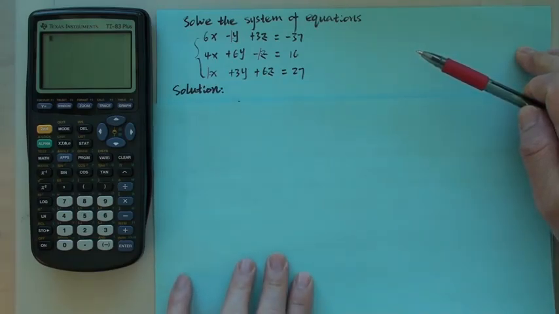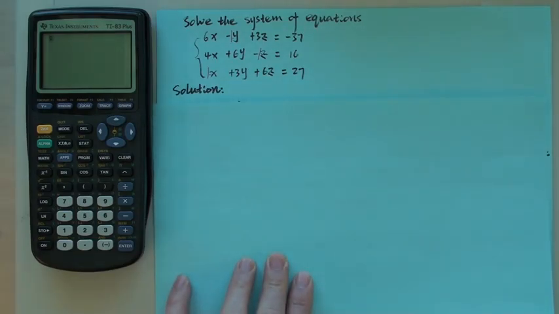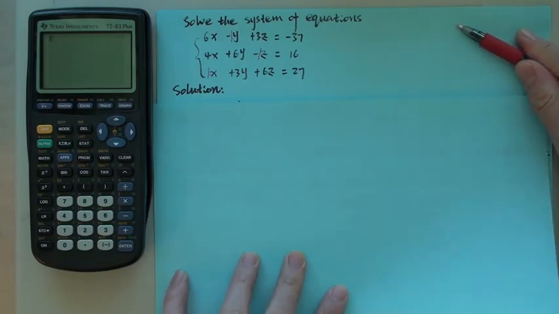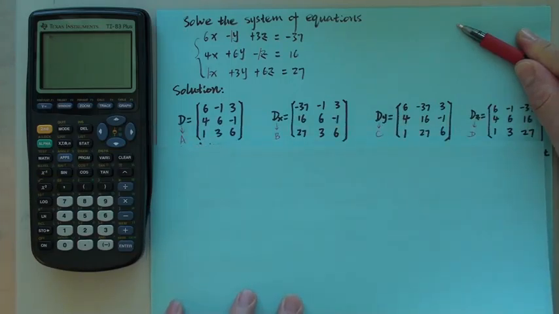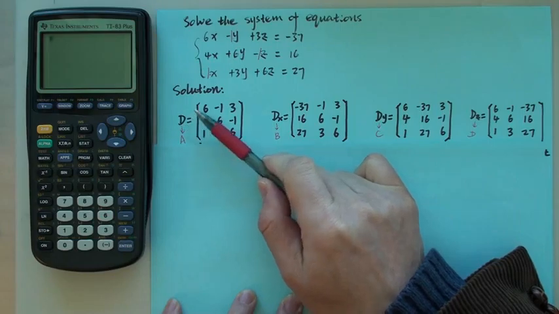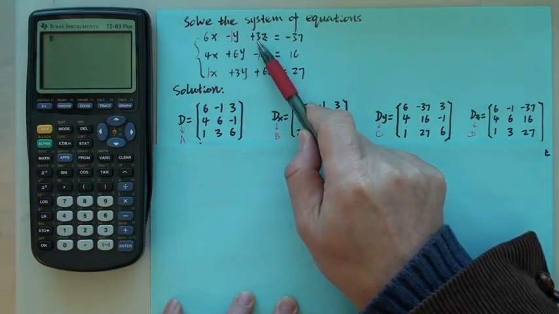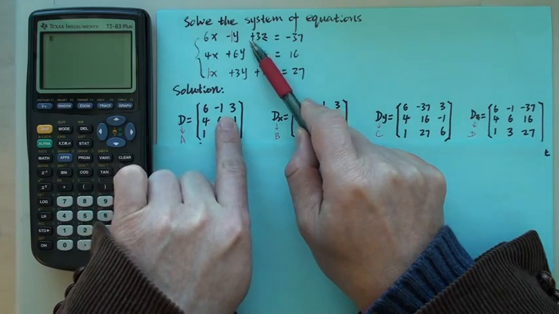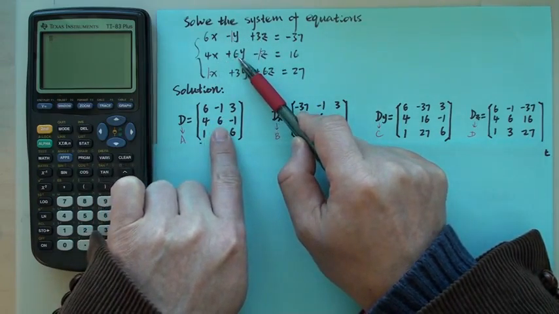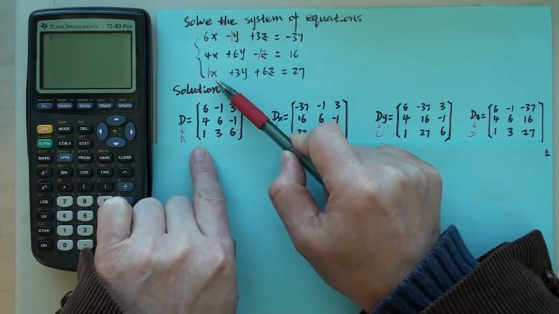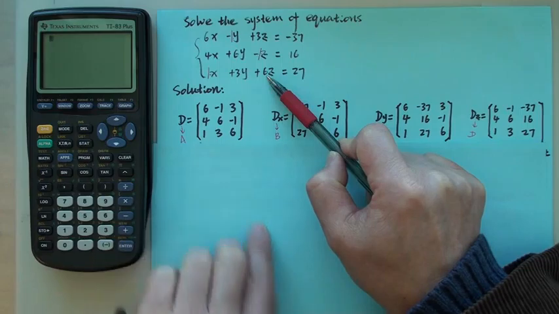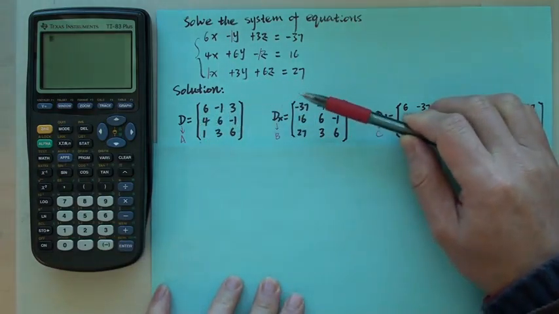Here is the way to do it. The first attempt we like to do is try the way we have learned, which is called Cramer's rule. We need to take the coefficient matrix out: 6, negative 1, 3; 4, 6, negative 1; 1, 3, 6. This is the coefficient matrix.